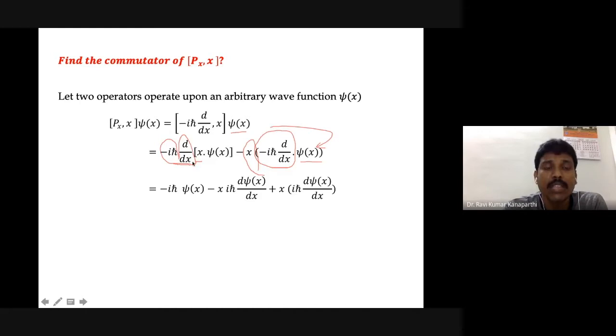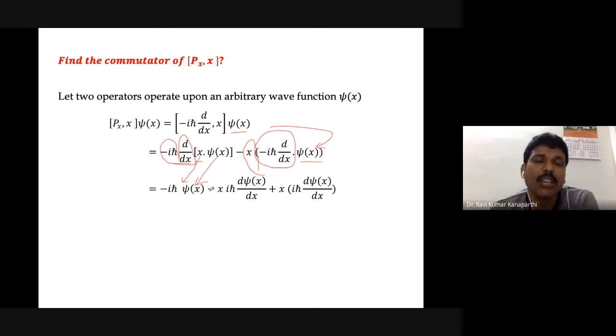Then that becomes minus iħ times the derivative of the first function multiplied by the second function. The derivative of the first function, that is x, is nothing but 1, right? And then that has to be multiplied with psi of x. So psi of x is written as such. The derivative of x is 1, so it is not written.